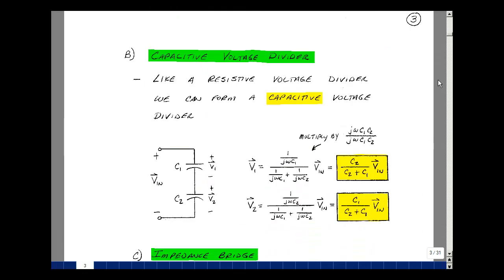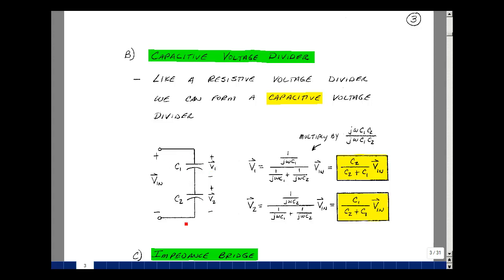Now, besides the resistive voltage divider, there's a thing called the capacitive voltage divider. It's the same idea. We'll put two elements in series, but now we'll put capacitors in series instead of resistors, and we're going to solve for the voltage across each capacitor. We'll be doing this in the frequency domain, so we've got an AC signal coming in here. So we've got a phasor voltage, and we're going to solve for the phasor voltages V1 and V2 across capacitors C1 and C2.